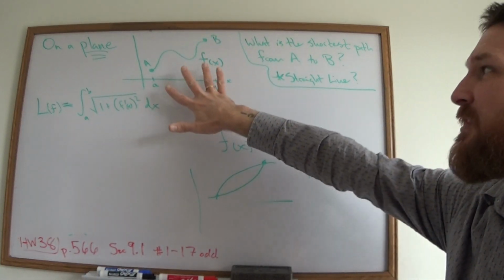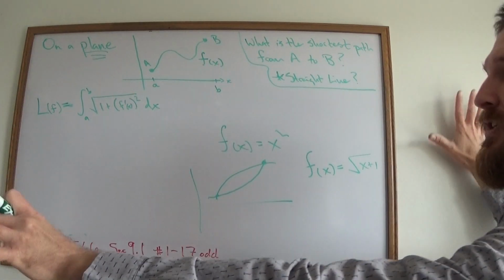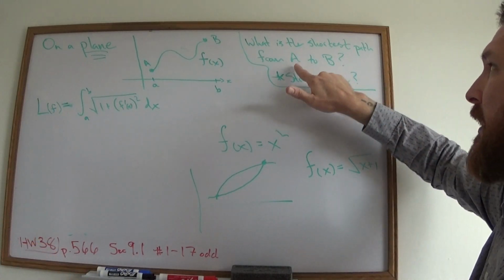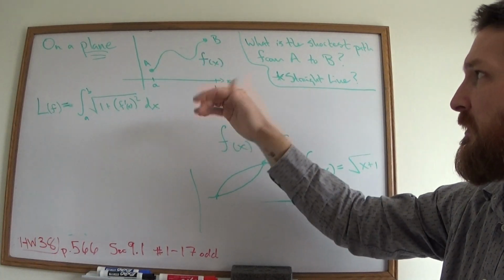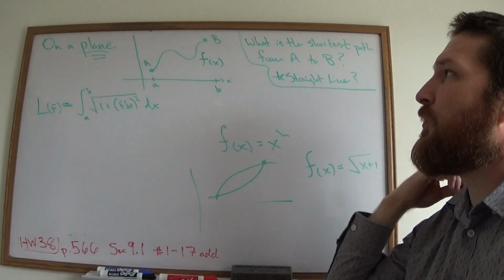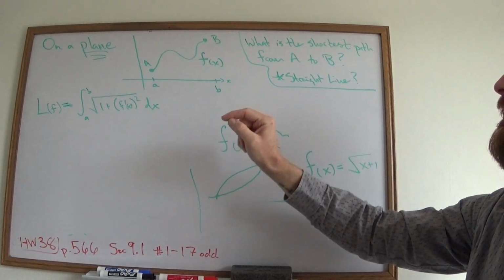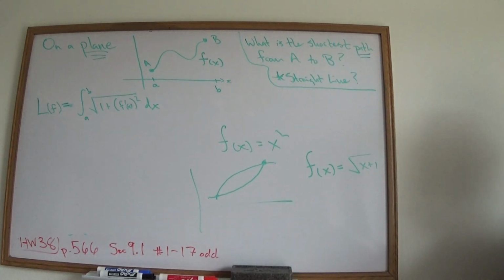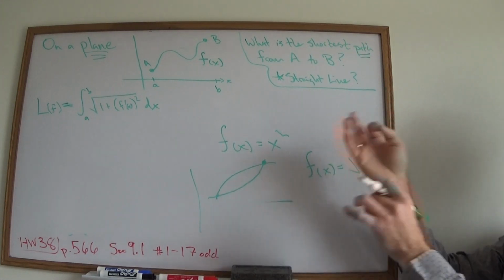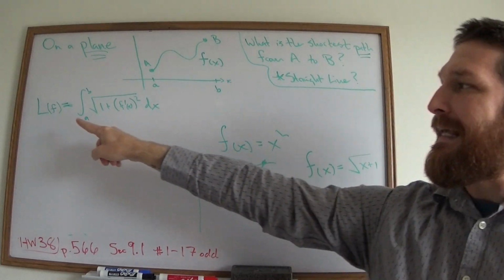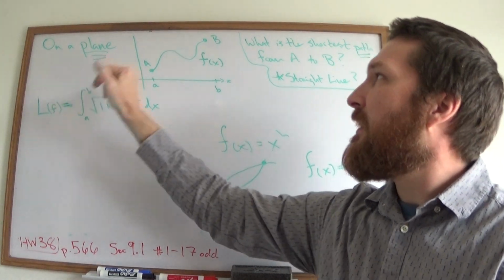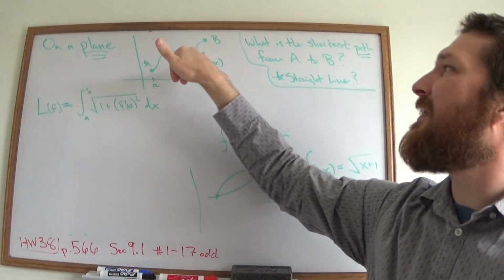The only thing you can change in this setup, because remember, A to B are fixed, right? You're given an A and you're given a B, and somebody asks you, what's the quickest path? What's the shortest path to get from there to there? Well, the path, that's the input. That's the variable. That's the thing that you want to change. So this length is a function of the path. It's a function of f.